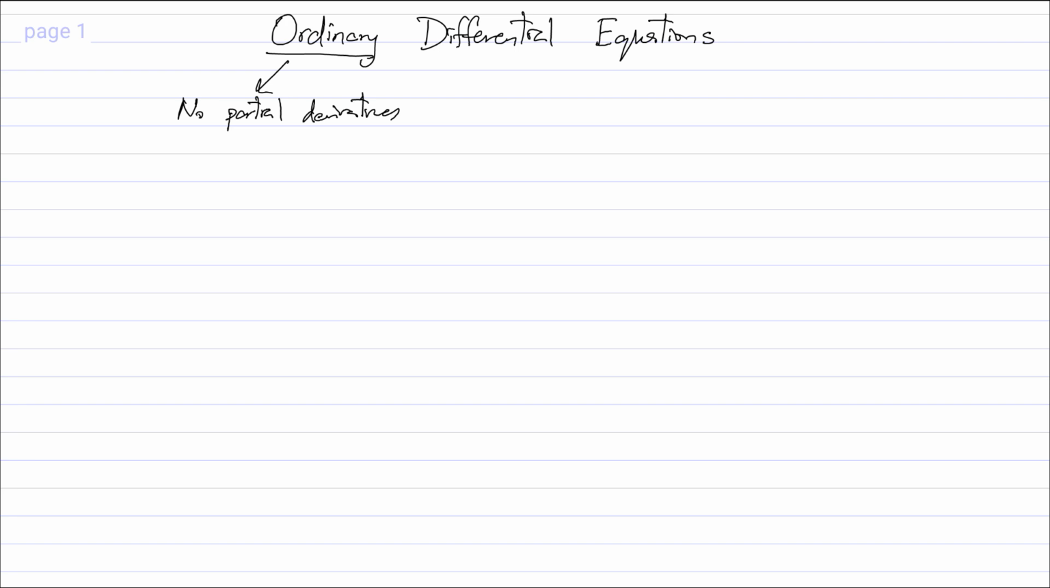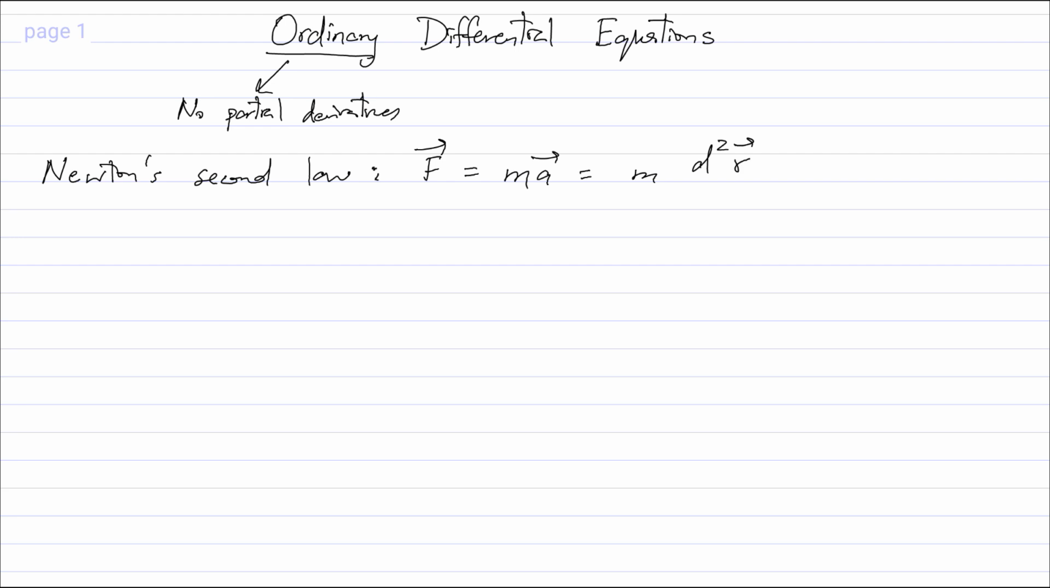The simplest one you have probably all seen is Newton's second law. You can write down that the net force acting on an object is equal to the mass of that object times the acceleration of that object. And since the acceleration is a double derivative of the position vector, I can also write this down as the force is equal to the mass times the second derivative of the position.